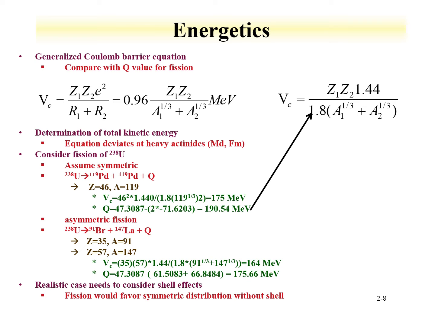Let's evaluate something more realistic, asymmetric fission. So we have uranium-238 going to barium plus lanthanum. The Q value for that reaction is listed here, of 175. The Coulomb barrier is 164. We see that both these values result in fission. For the realistic case, we need to consider shell effects. However, we can also see that if there were not the shell effects, fission would actually favor symmetric distribution. Without the shell effects, the energetics would be more favorable.